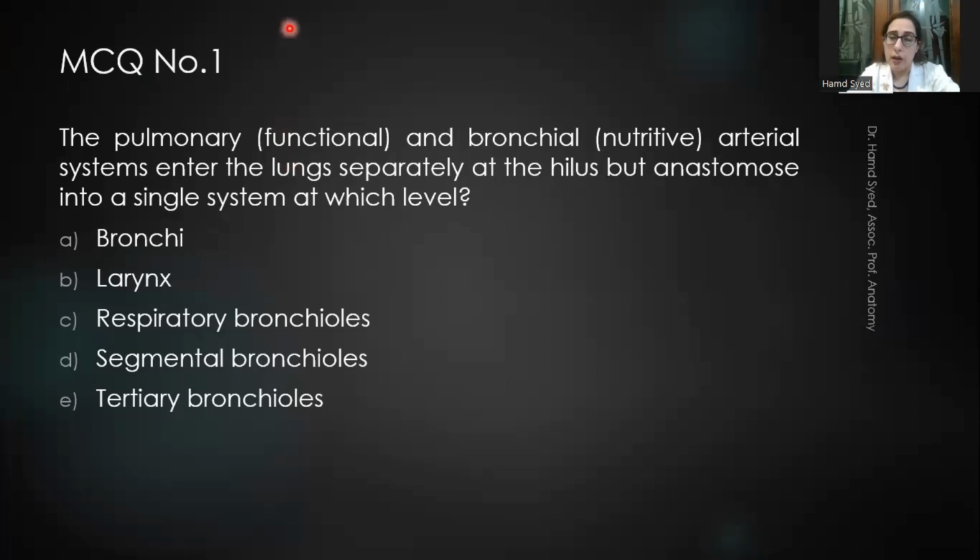So at the end, I would like you to be able to answer this question. And the question is quite simple. You have the pulmonary, which is the functional, and the bronchial, which is the nutritive arterial systems. These are 2 blood circulations entering the lungs separately at the hilus. But like I showed you in the diagram, these 2 separate blood circulations tend to anastomose. They are going to anastomose or mix with each other into a single system within the lungs. But at which level will this mixing take place? This takes place at the level of the respiratory bronchioles.